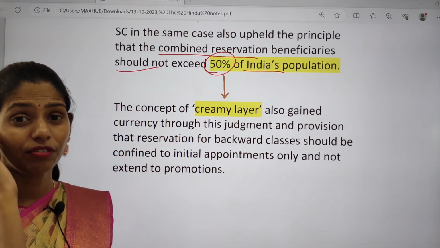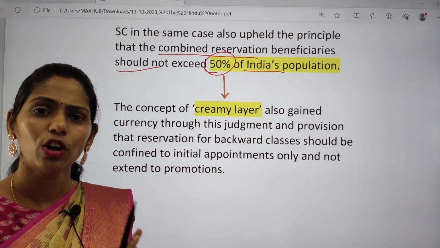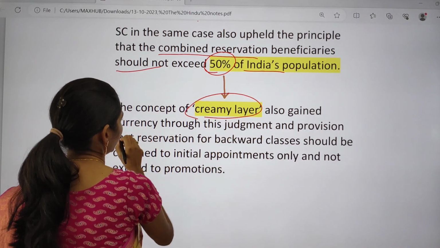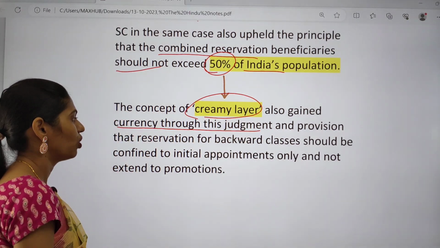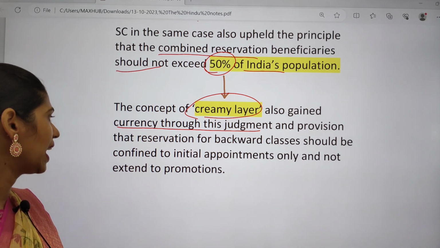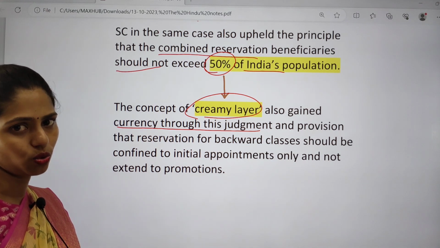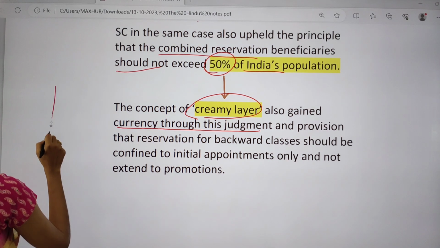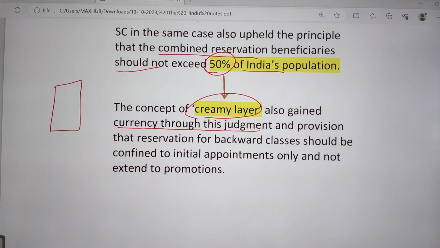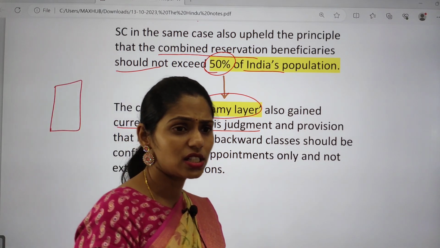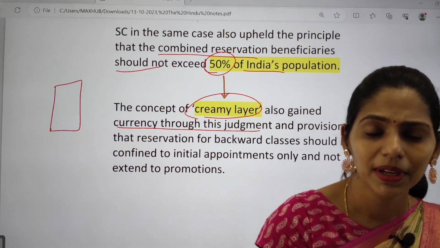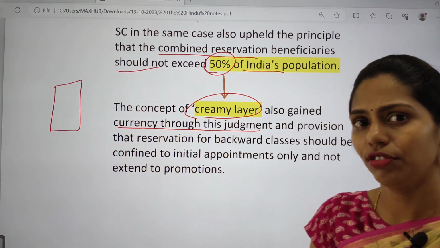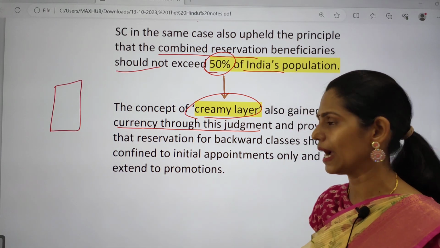So for 50% of India's population, yes, you can get reservation, but not more than this. The concept of creamy layer also gained currency through this judgment, along with a provision that reservation for backward classes should be confined to initial appointments only, but not extended to promotions. Actually, in every caste, even scheduled castes and scheduled tribes, there are some people considered creamy layer, that means they are economically forward, but socially backward.